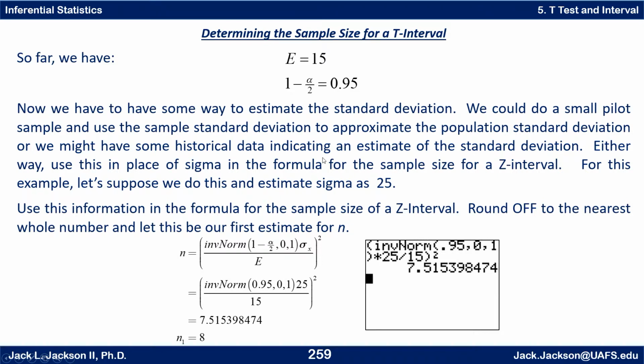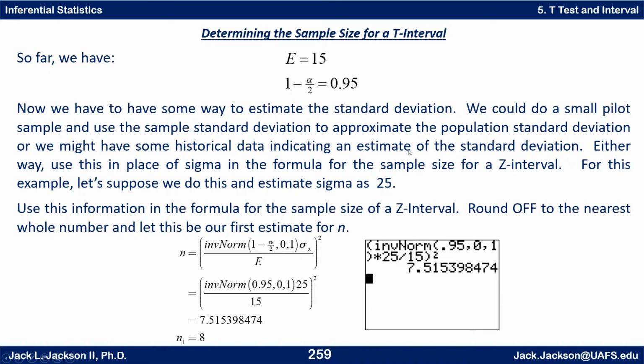So far, we have the margin of error is 15. Our desirable confidence level gives 1 minus alpha over 2, or 1 plus confidence level over 2, is 0.95. So we have to have some way to estimate the standard deviation to replace sigma here, and what we'll do, of course, is just use s there. Or if we have some historical data that gives us a better or reasonable estimate of the standard deviation, we could use that. But either way, we use this in place of sigma.